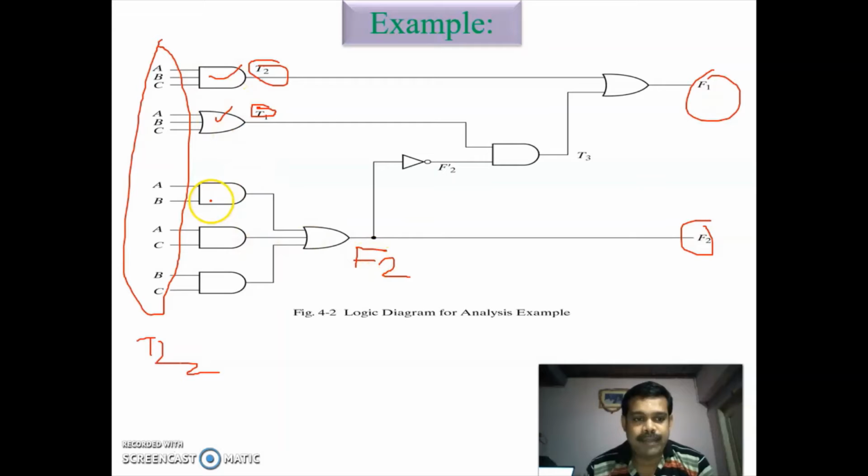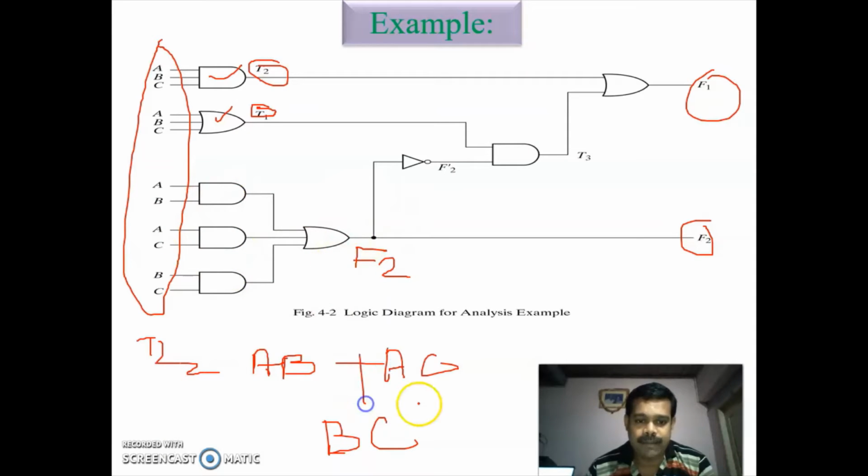Then F2 is nothing but AB, and this is AC, and this is BC. These three products we are giving to an OR gate, so we have to put a plus. So F2 is nothing but AB plus AC plus BC. Okay. Now we are going for the second level.